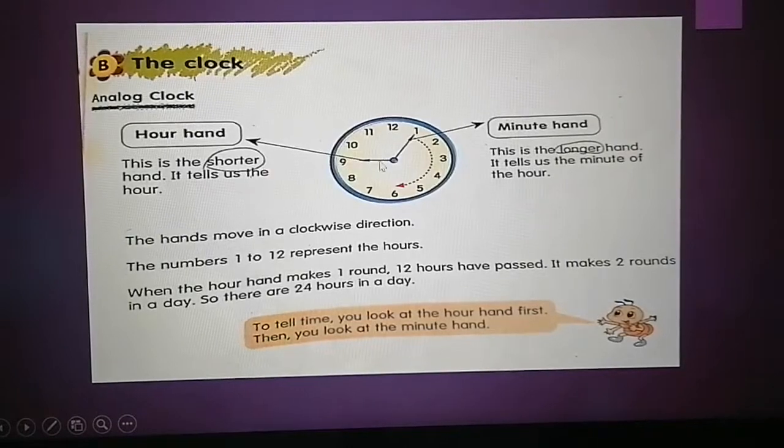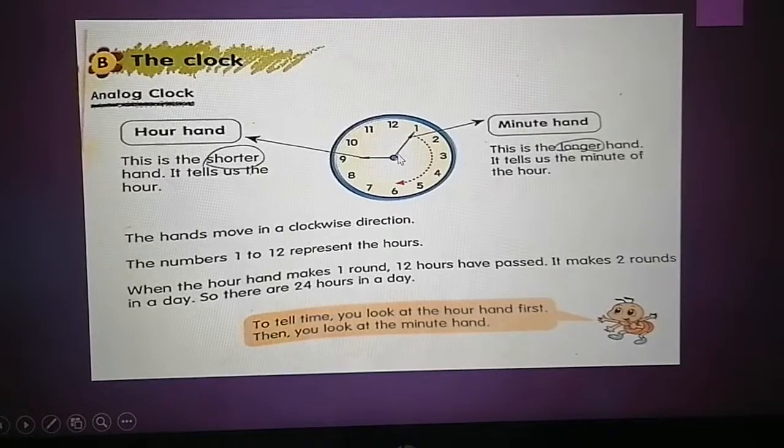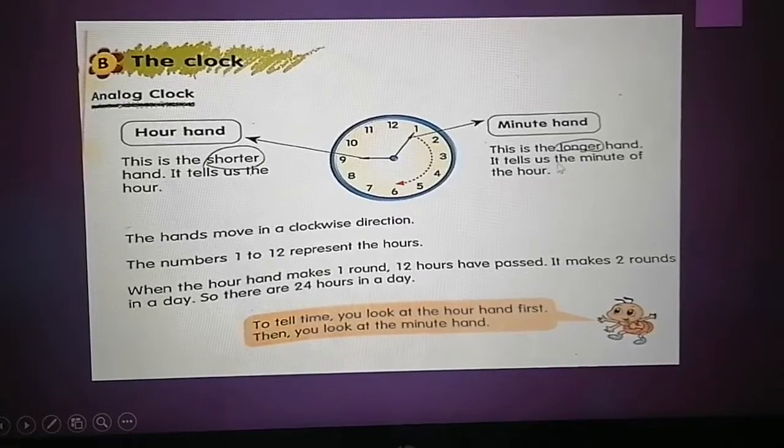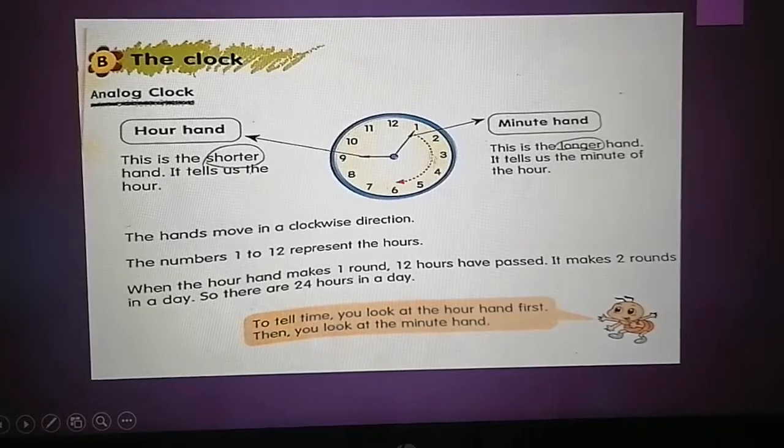So here, if you see in this analog clock, girls, here is one short hand and one long hand. The short hand is called the hour hand and the long hand is called the minute hand. The hour hand tells us the hours, and the minute hand, the longer hand, tells us the minutes. Now, the hands move in the clock direction. They move from 1 2 3 4 5 until 11 12, then again go to number 1 like this. Starting from the right-hand side is called clock direction.